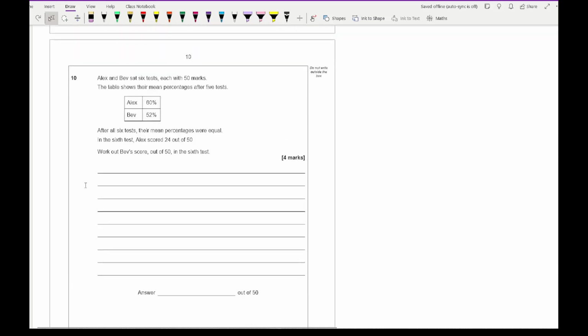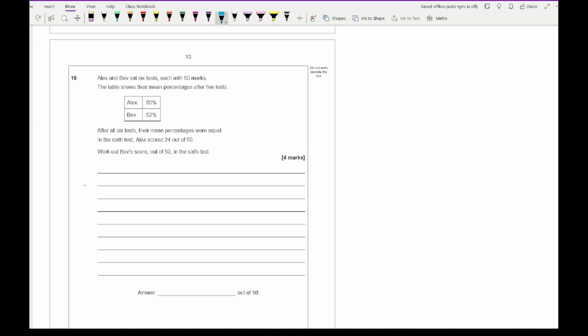Next question then says, question 10 says, Alex and Bev sat 6 tests, each with 50 marks. The table shows their mean percentages after the 5 tests. After all 6 tests, their mean percentages are equal. In the 6th test, Alex scores 24 out of 50. Work out Bev's score out of 50 in the 6th test.